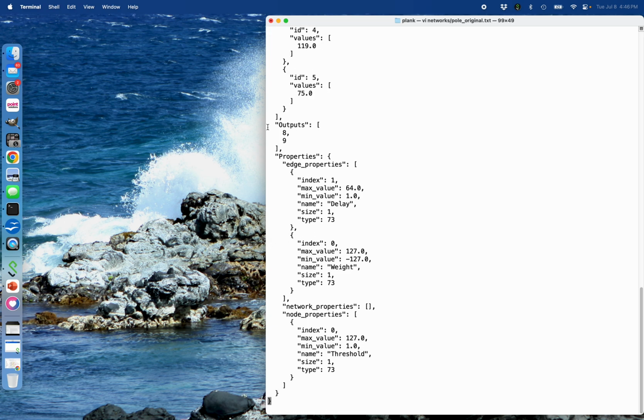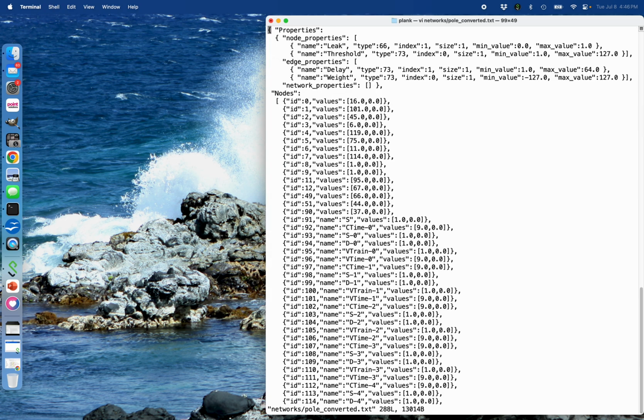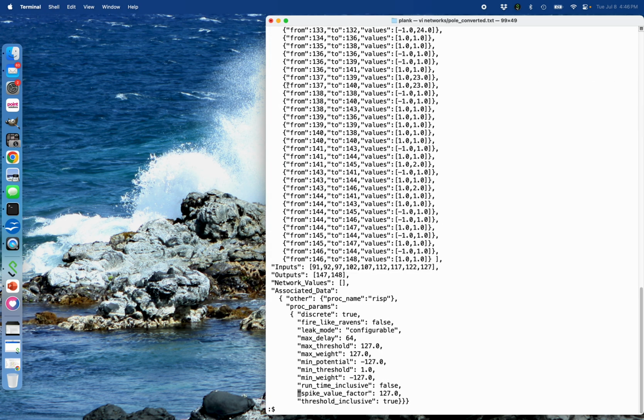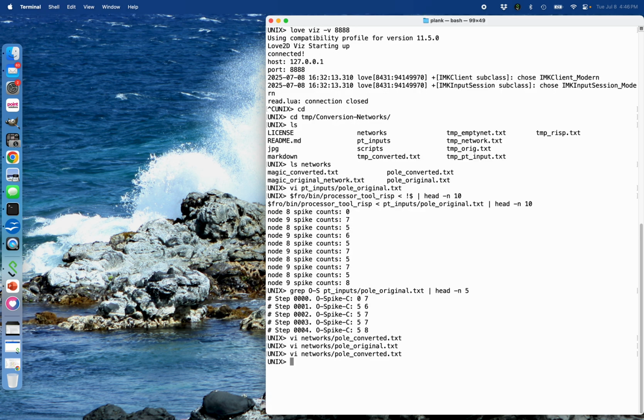Yeah, they were 8 and 9, right there. I guess we can do that. So the original outputs were 8 and 9. Now the outputs are 147, 148. And as before, there should be exactly one spike on one of these each time it's run. Okay, let's go ahead and run it.